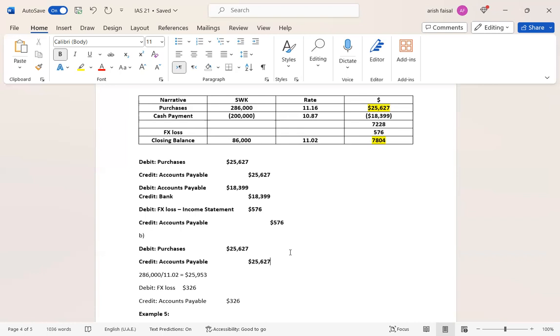So if there is an increase in the liability, we consider it to be a loss. But if there's a decrease in liability, we will consider it to be a gain. Likewise, for receivables, if they increase, it's a gain. But if the receivables reduce, we will consider it to be a loss.